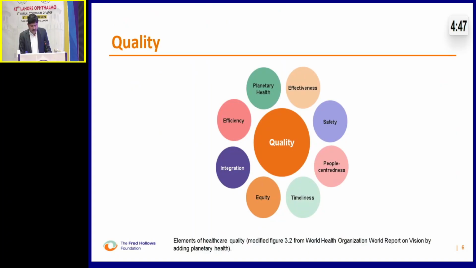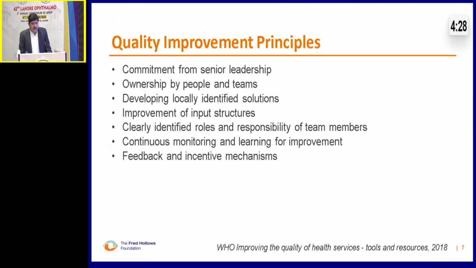The recent WHO World Vision Report talks about quality in the areas of effectiveness, safety, people-centeredness, timeliness, equity of care, integration, efficiency, and environmental protection. The quality improvement principles include commitment from the leadership, ownership by the people and the teams, developing locally identified and locally led solutions, improvement of input structures, clearly identifying roles and responsibilities of the team members, continuously monitoring and learning for improvement, and feedback and incentive mechanisms.